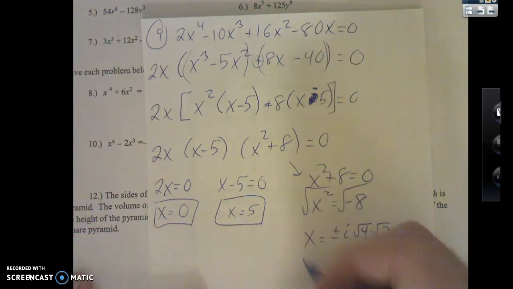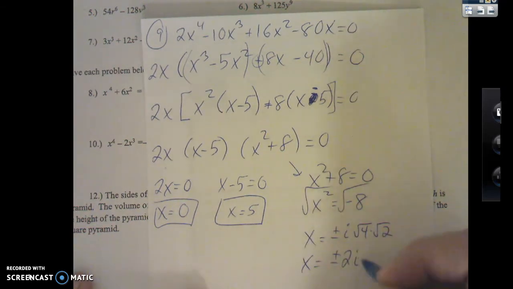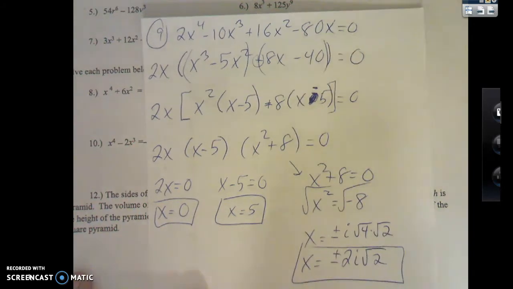Okay, again, just perfect squares, breaking it down. Plus or minus 2i root 2. Good.